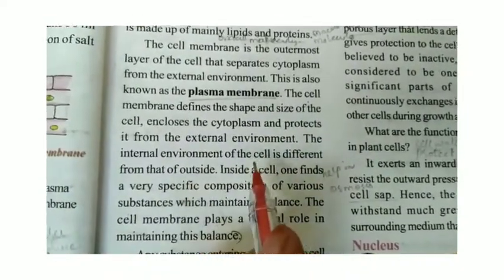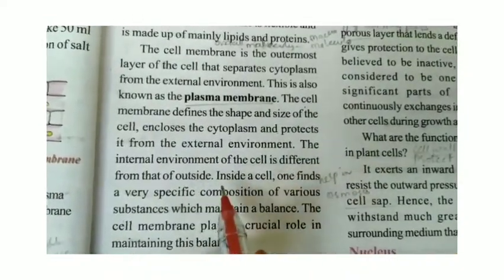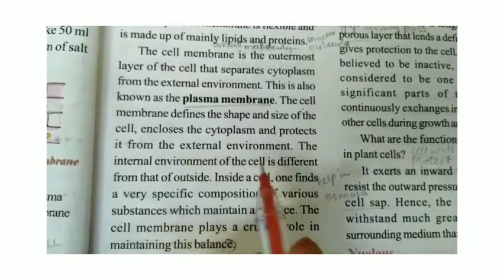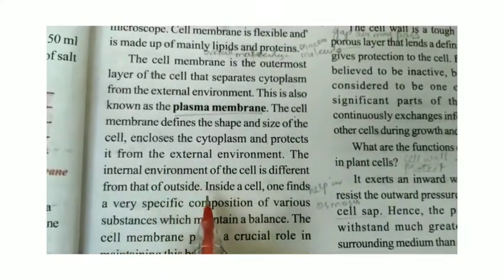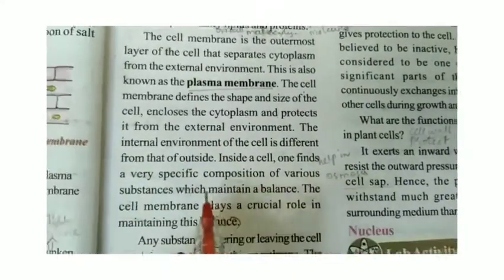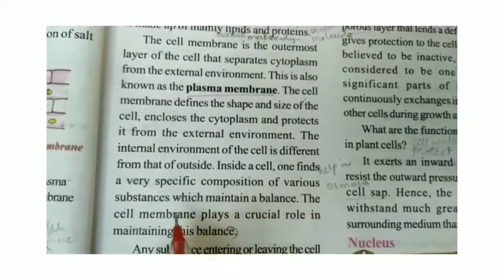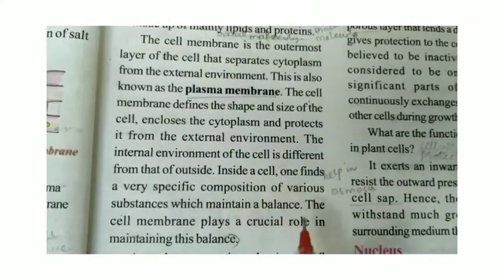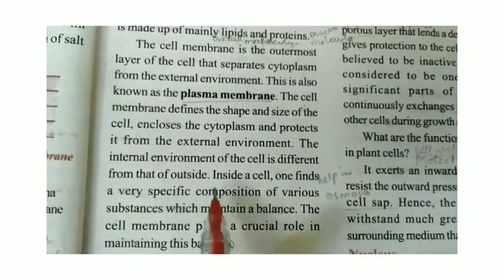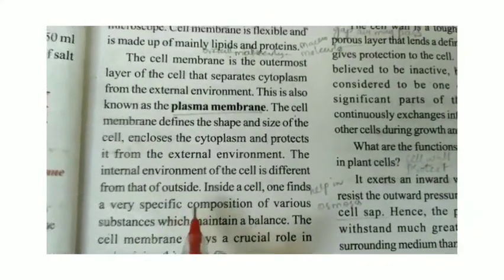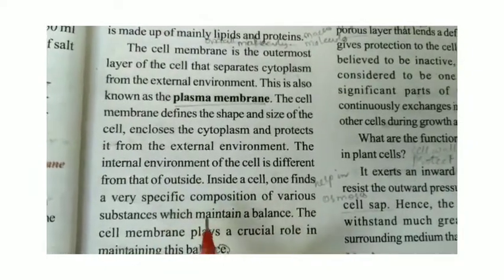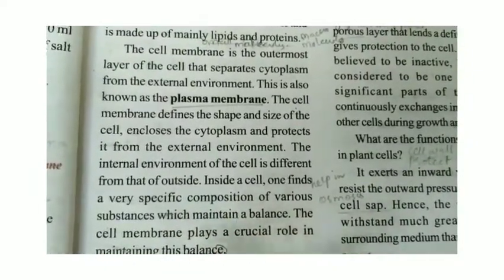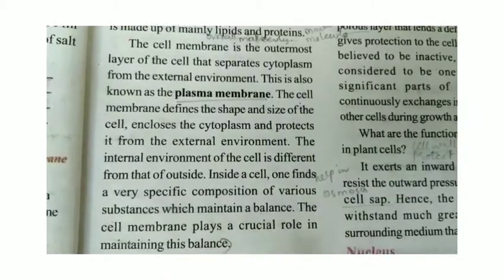The internal environment of the cell is different from that outside. Inside a cell, one finds a very specific composition of various substances which maintain a balance. The cell membrane plays a crucial role in maintaining that balance.